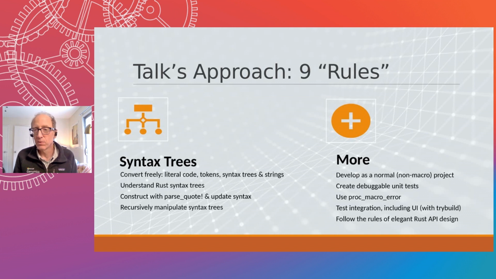There'll also be 5 rules related to other topics, including how to develop your macro project as a non-macro project. It sounds a little strange, but it turns out that makes things much, much easier. How to create unit tests that you can actually debug, how to do error handling, how to do integration tests, including UI tests, and the importance of following the rules of just general elegant Rust API design.